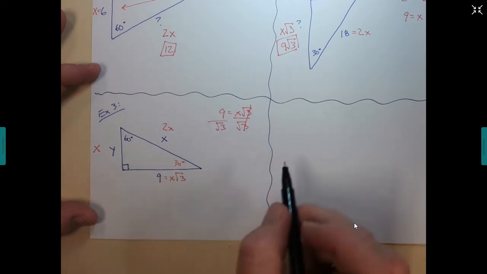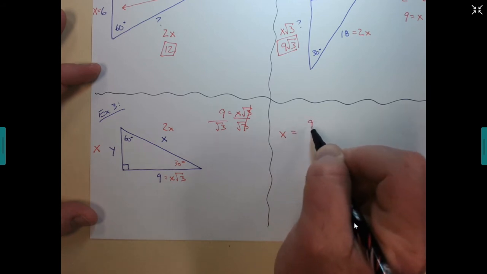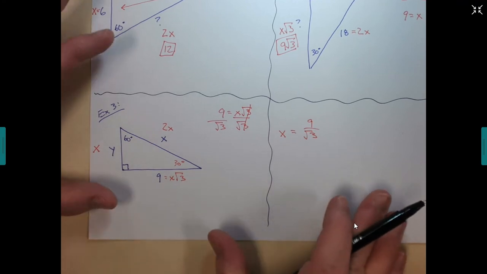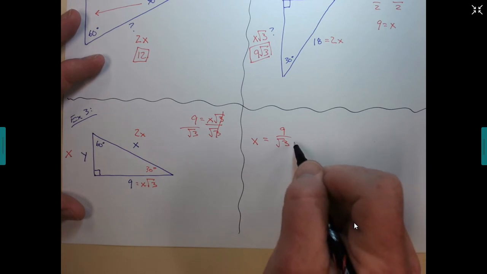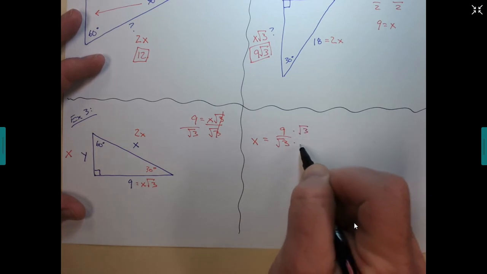Here's my issue again. I got to use my new skill. X equals 9 divided by the square root of 3. I cannot leave this irrational value in the bottom of the fraction. So I need to rationalize the denominator. If you remember the procedure, we're going to multiply the top and the bottom by the radical we're trying to get rid of.